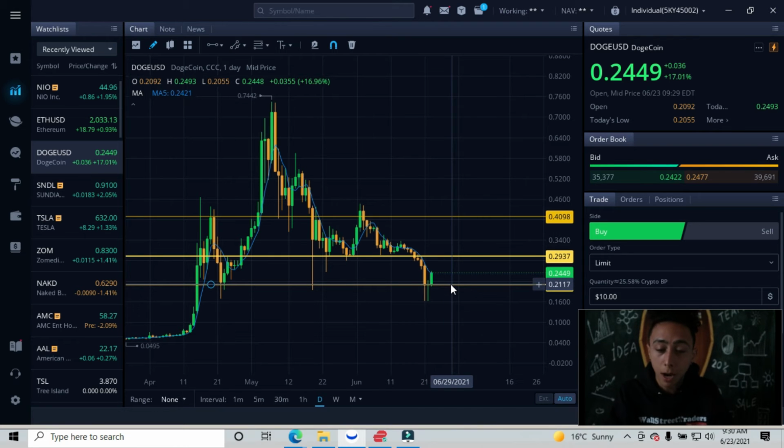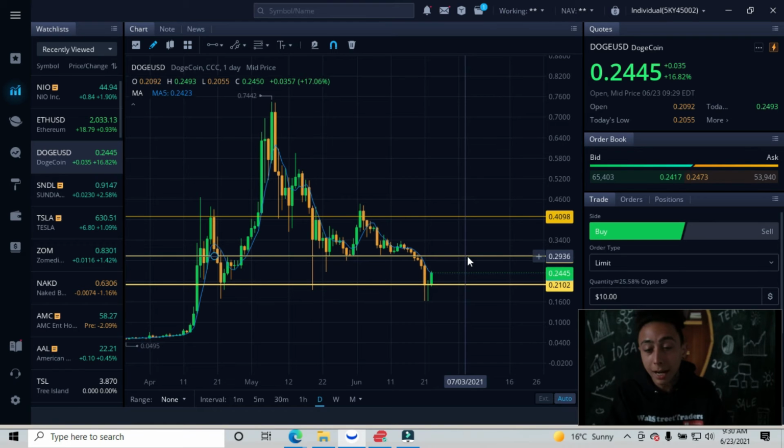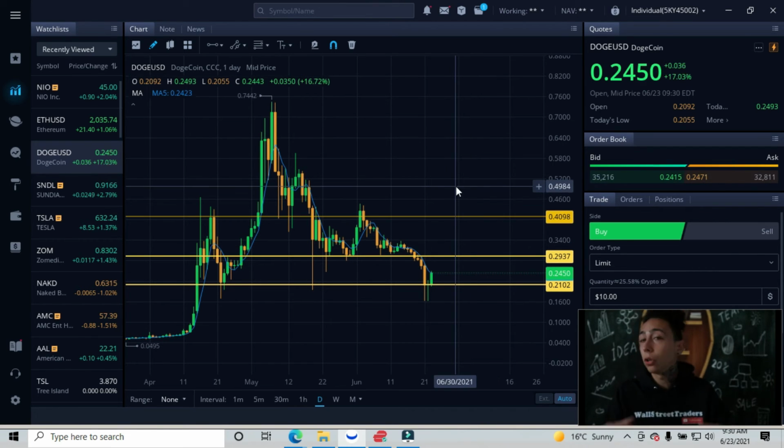But if not, and you do decide to get in right here and we start reversing, your first target should be around the 29 cent area. And then your second target for the 40 cent area. Okay, so those are good targets. If you're planning on holding like core trading or long-term holding, it doesn't really matter where your target is because you're going to be holding for years on end anyway.